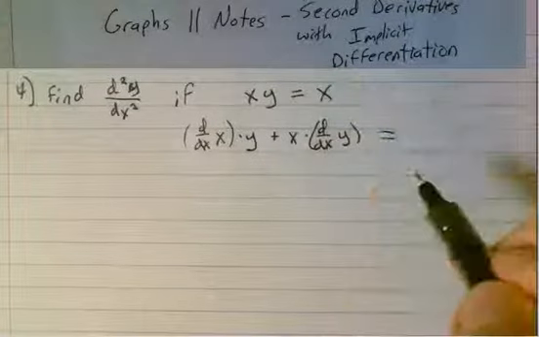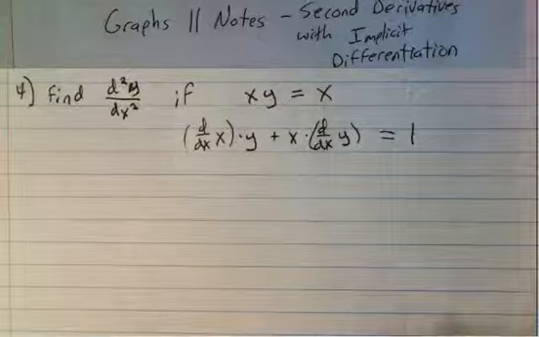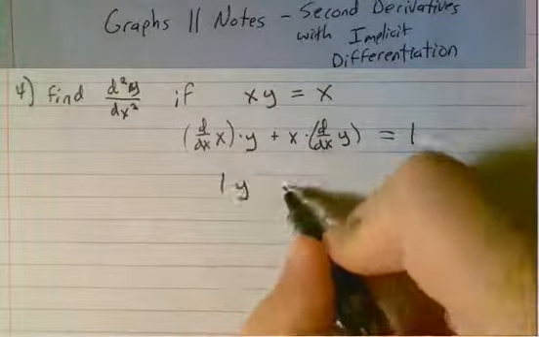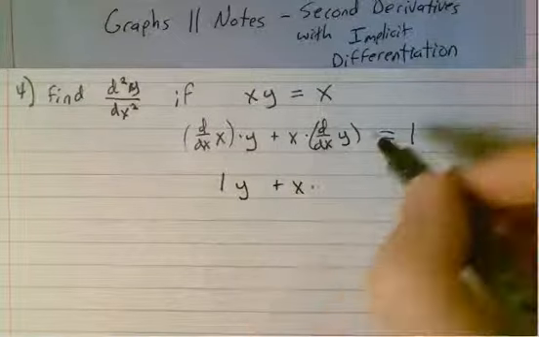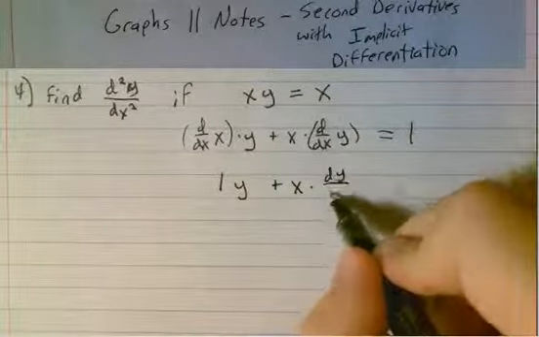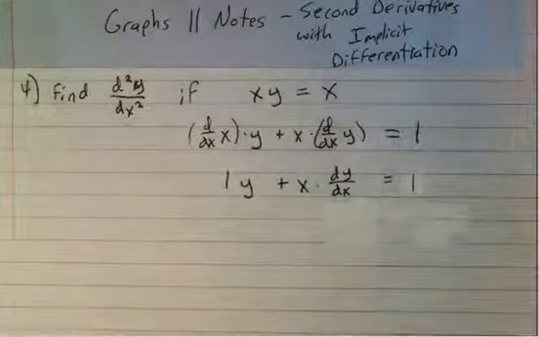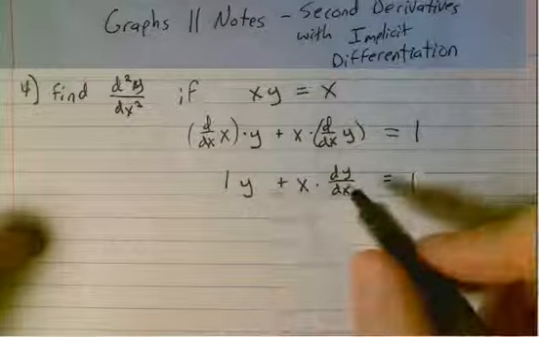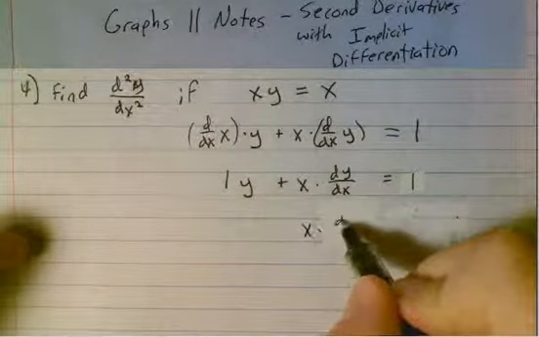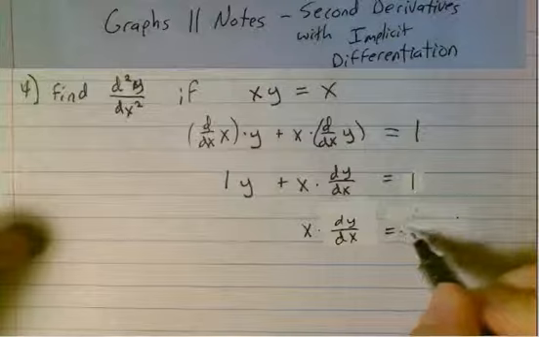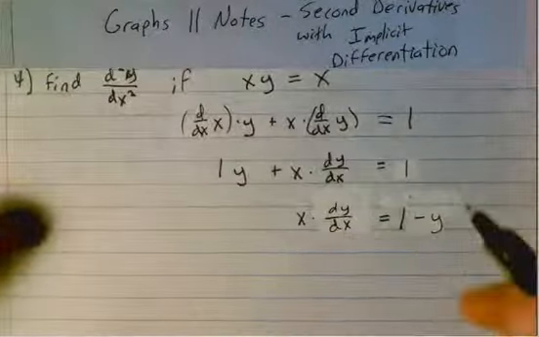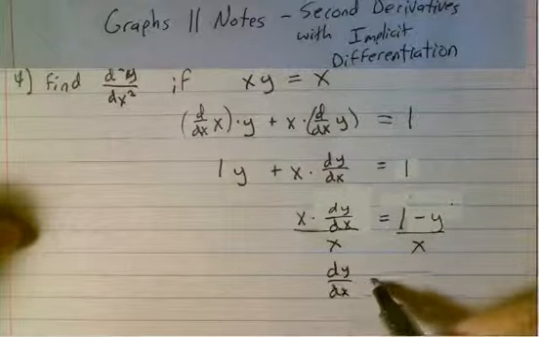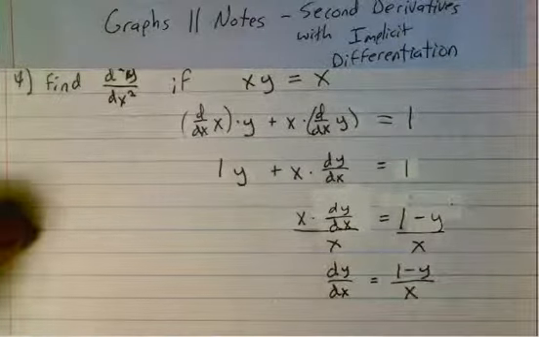Then we're going to take the derivative of this side. The derivative of x is just 1, and there we go. So we have 1y plus x, and then the derivative of y with respect to x is what we're looking for, so it's just dy dx equals 1. Let's subtract y from both sides now, so we've got x times dy dx equals 1 minus y, and then we divide both sides by x. We've got dy dx equals 1 minus y all over x.